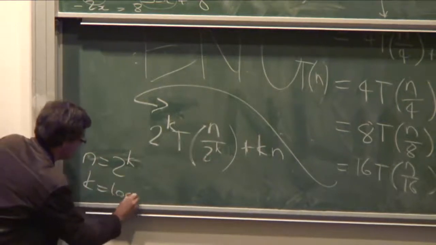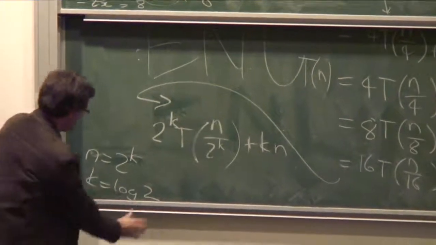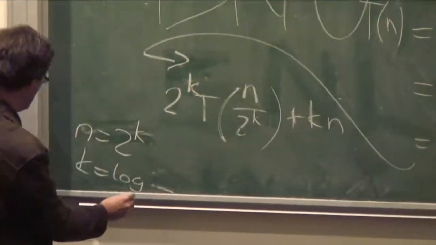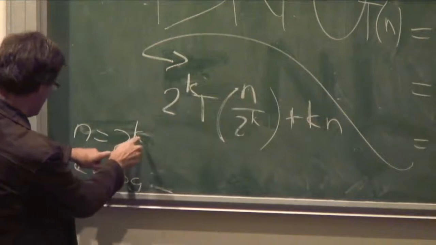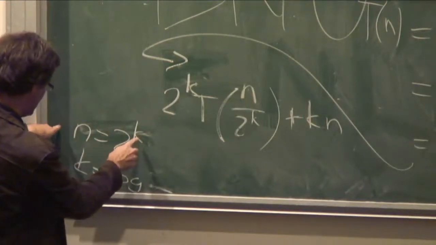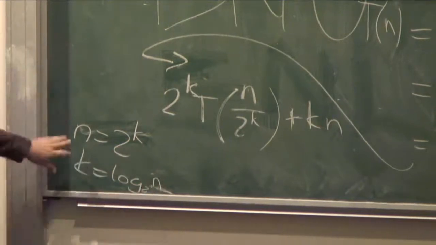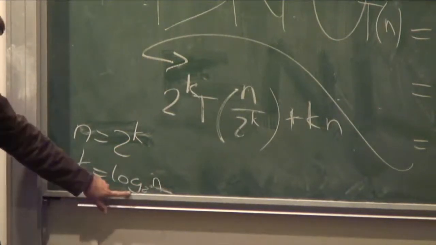k equals log of 2. Log to the base 2. Sorry. Take log to the base 2 of both sides, and I get k equals log to the base 2 of n. Yes, that's right, if I take log to the base 2. So that's what k is, log of n.